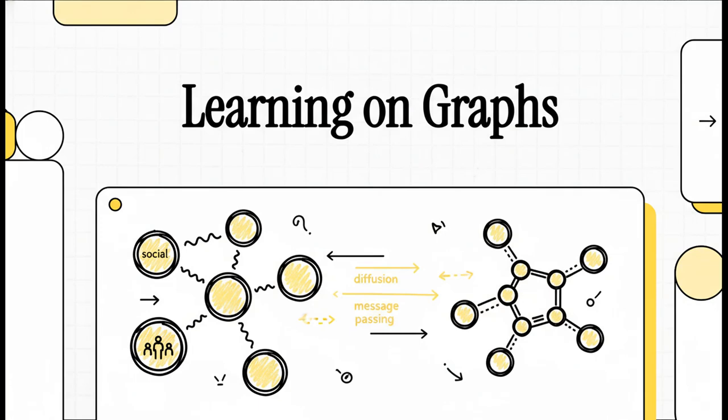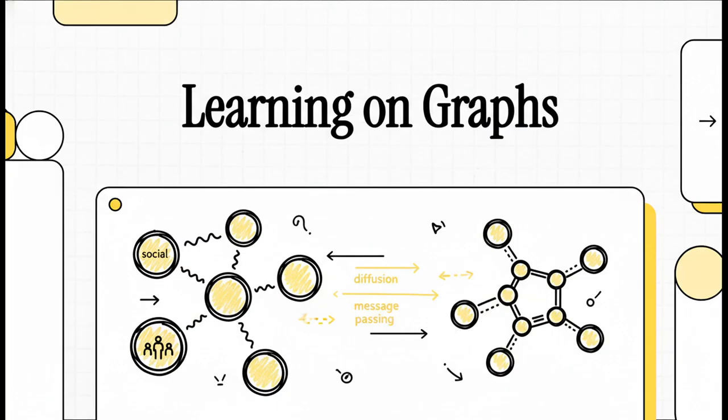How do you teach a machine to learn from something like a social network or a molecule? I mean, think about it. Unlike an image, which is a nice, tidy grid, or text that flows in a sequence, graphs are, well, kind of messy. Their entire value comes from their connections, not their physical layout. So how do we build systems that can actually understand these complex, interconnected webs?